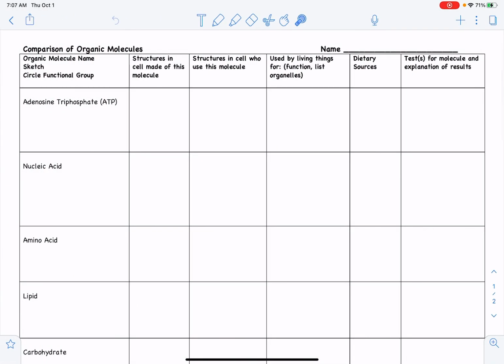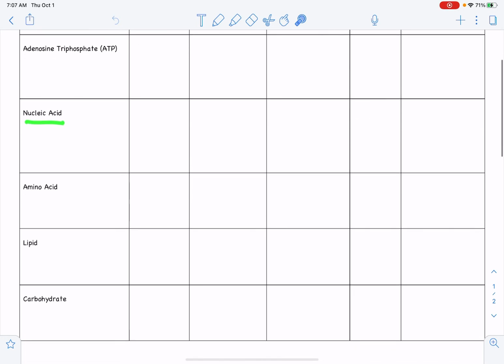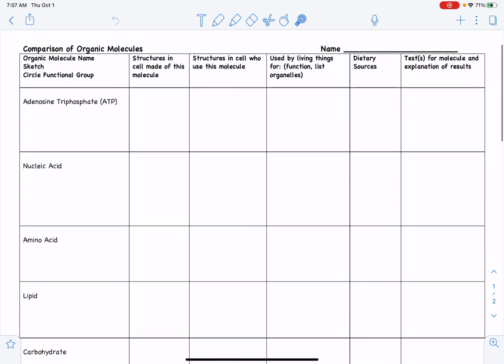Now, in the biomolecule chart, the first thing you're going to do is just this column, okay? And down here, you're going to draw or find an image of and paste an ATP. Here, you'll find a nucleic acid. Here, an amino acid. Here, a lipid. And there, a carbohydrate. Once you get the molecule pasted in, you're going to highlight or circle the functional group.